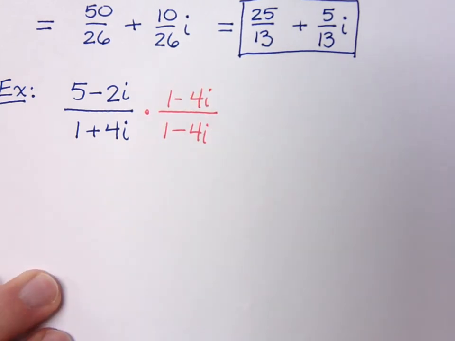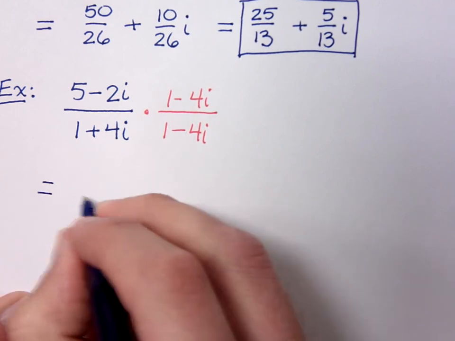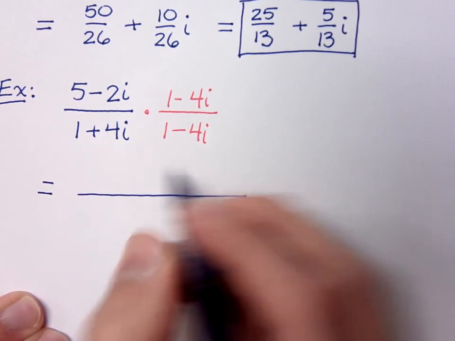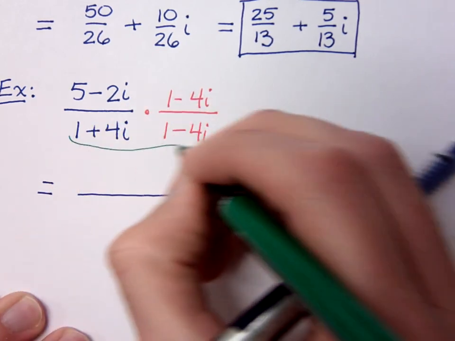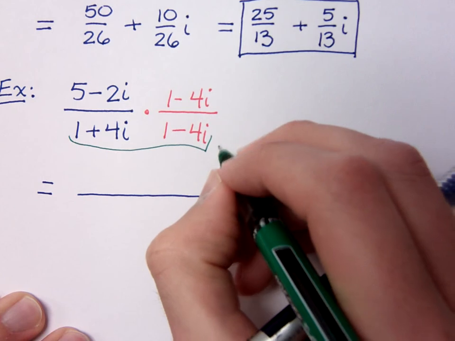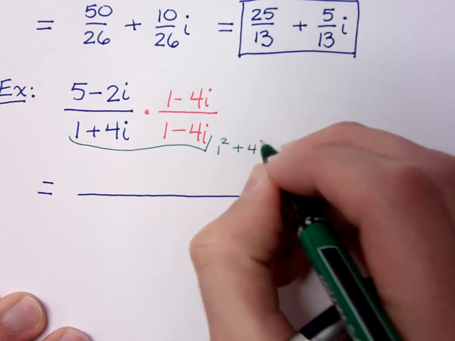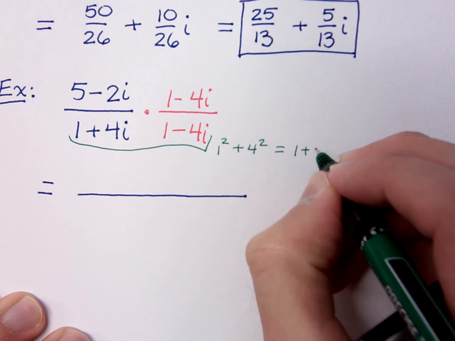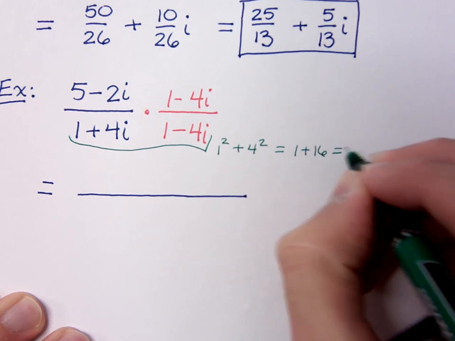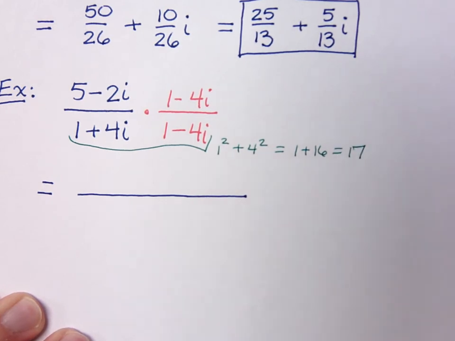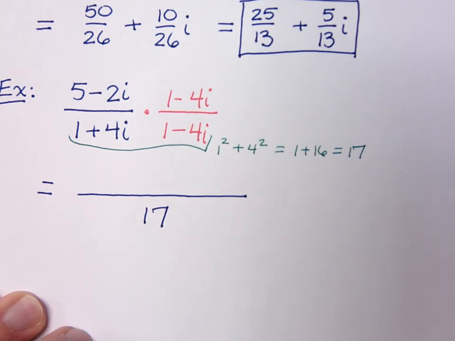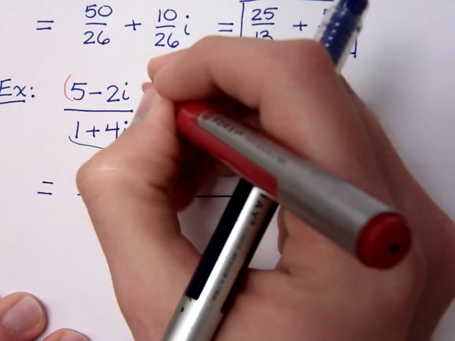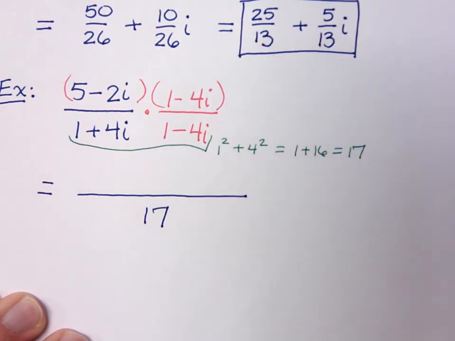Okay. Now, I think you know what you're going to have to do in the denominator because it's just going to be the sum of squares. We've been over this. So the sum of squares is going to be 1 squared plus 4 squared. So 1 plus 16 equals 17. So you know your denominator is just going to be 17. Now the numerator is where things get kind of ugly, but fortunately for us, we already know how to multiply this. All you're going to do is FOIL, so let's take care of that.